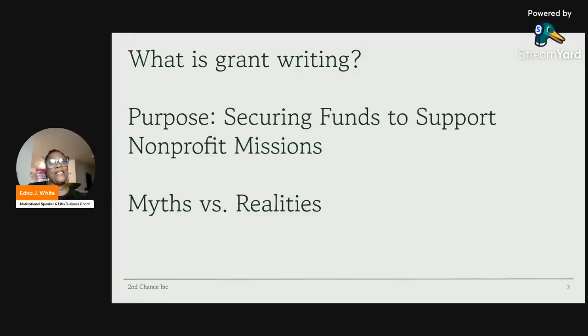So the purpose of a grant is to secure funds to support your nonprofit's mission. And if you do not have a mission, you do not have a nonprofit. You have a status, but you do not have a mission. You have to have a mission, whether it's local, national, statewide, whatever it is.